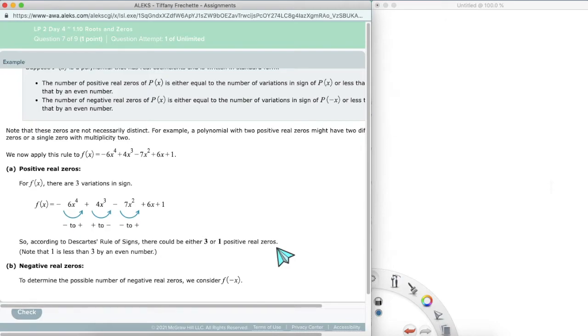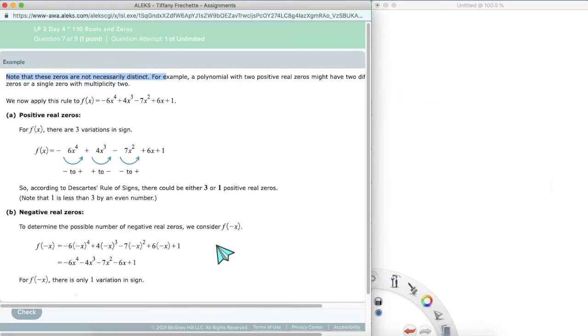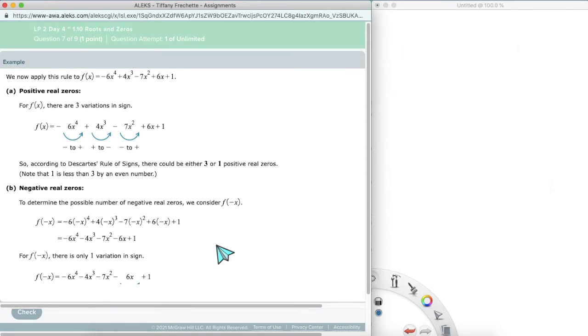So the reason it's 1 or 3 is that 1 is less than this number we have here that we actually counted by 2, by an even number. Okay? All right. Now, if we do negatives, what we need to do is take a look at all of the signs. So we're going to put a negative in here for the x. We need to be careful with this one because it doesn't actually make all of the x's negative. If I have an even exponent, the exponent is actually going to cancel out the negative, so it's not going to change anything. But if it's an odd exponent, it is going to change the sign.